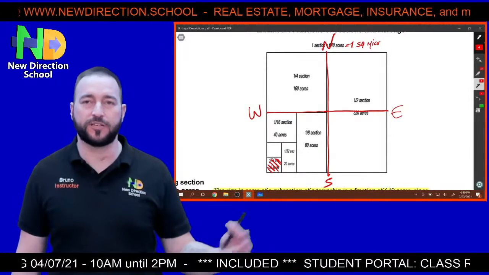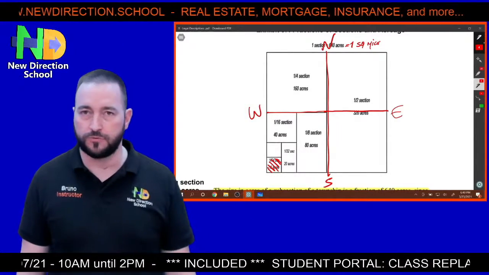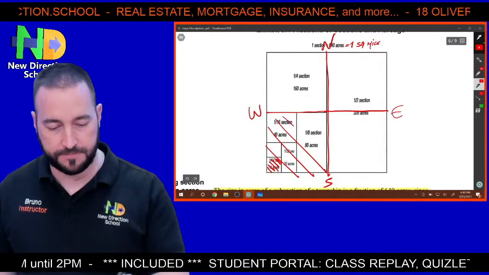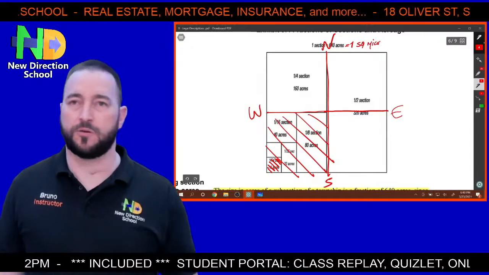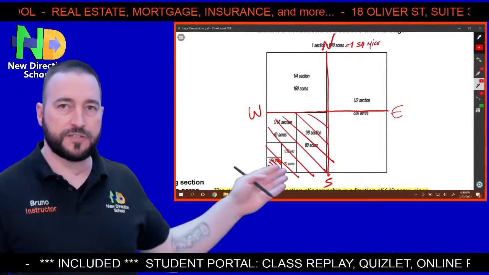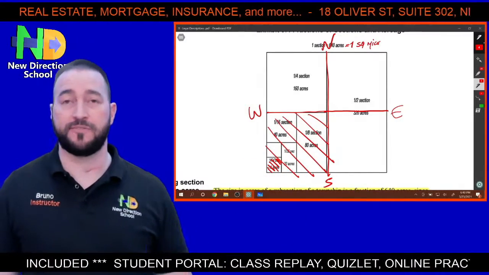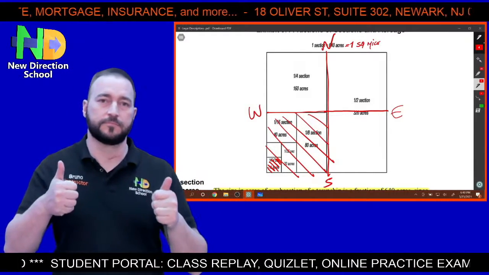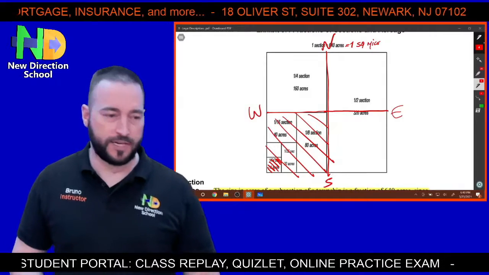Where's the southwest quarter? Which quarter do I own? Bottom left. This would be it. This is my quarter right there. I have 160 acres at the bottom left of this section. Give me a thumbs up if it's good so far. Okay, great.